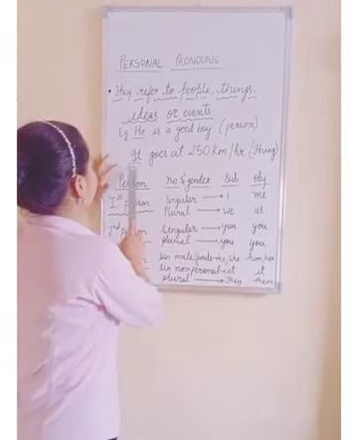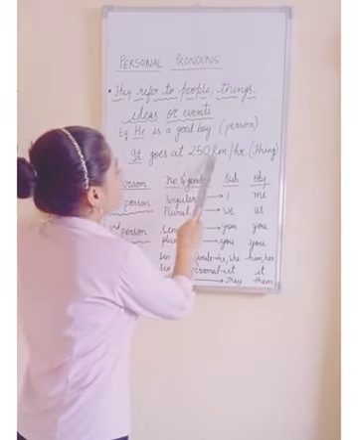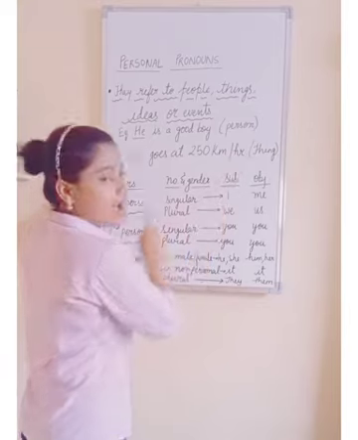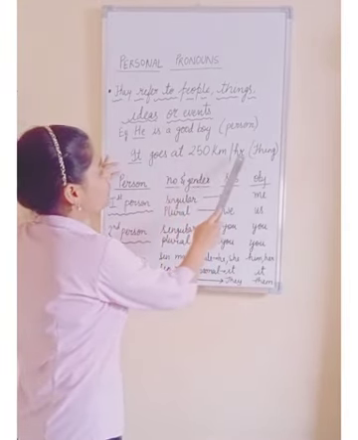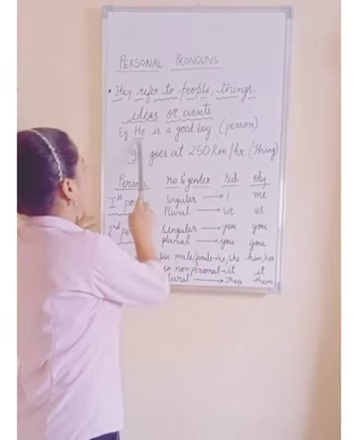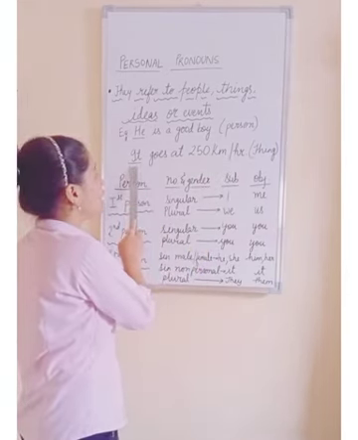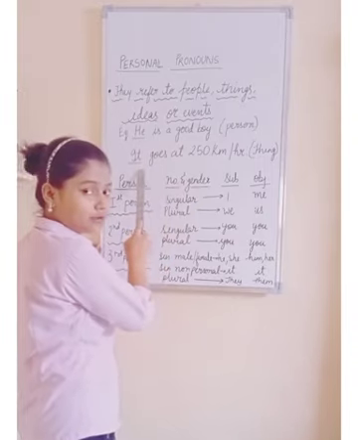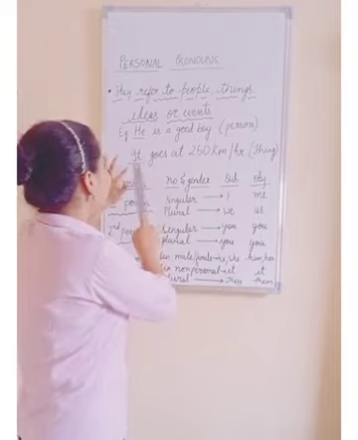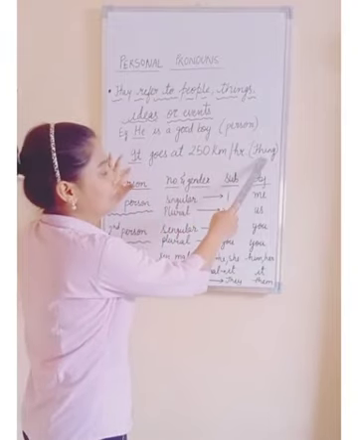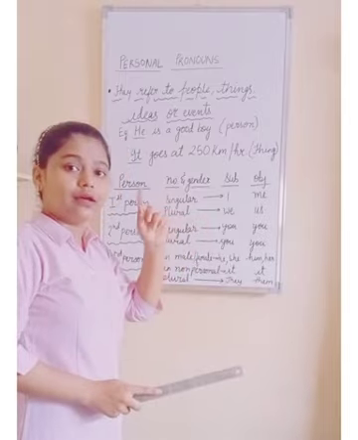In the next example, it goes at 250 km per hour. What is written? It goes at 250 km per hour. So here the pronoun it is referring to the train, right? We are talking about the train. So here it is referring to a thing. What was that thing? That thing was the train, right?